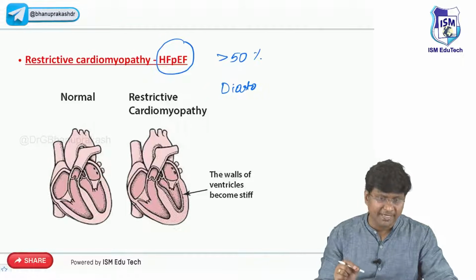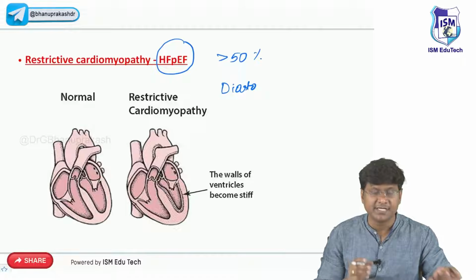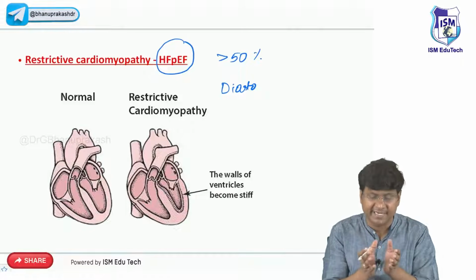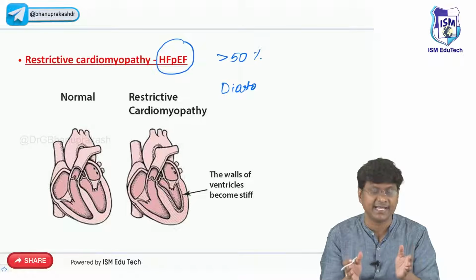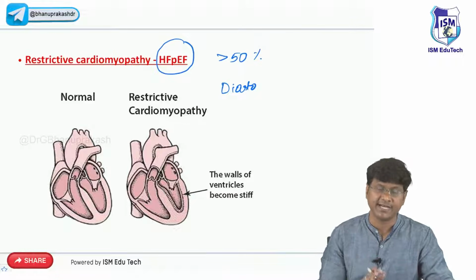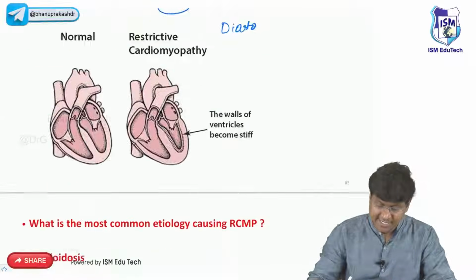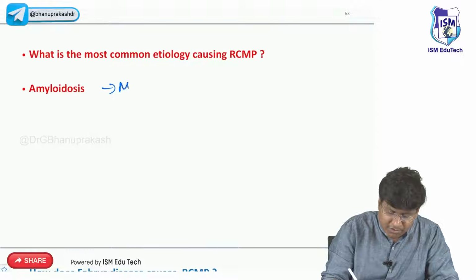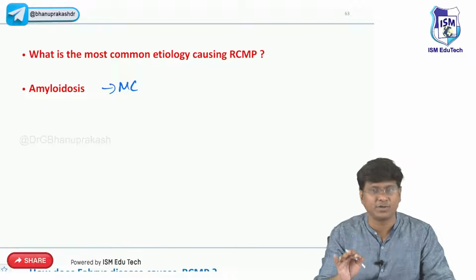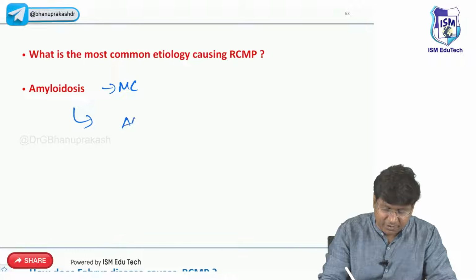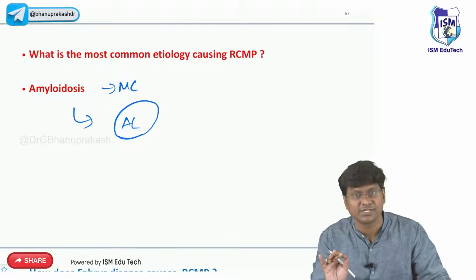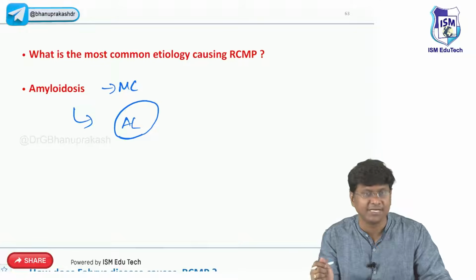Once the abnormal material gets accumulated within the myocardium, it will be very stiff and it cannot relax, resulting in diastolic dysfunction and heart failure with preserved ejection fraction. And the most common cause of restrictive cardiomyopathy will be amyloidosis. And within amyloidosis, which form? That is AL type of amyloidosis.